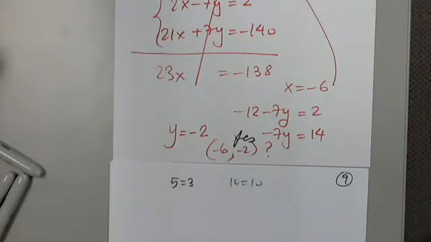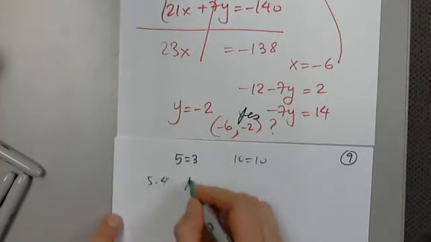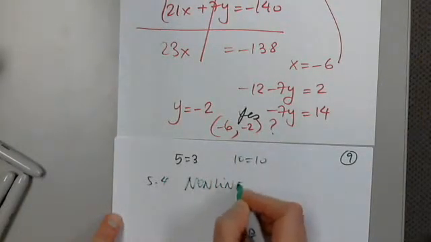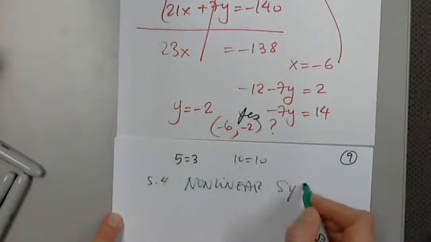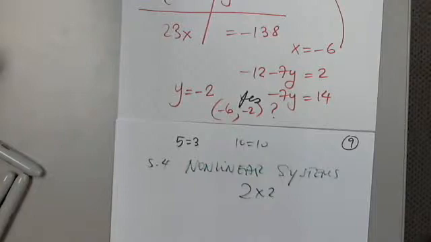Do we need another elimination? We're going to use it again in the next 3 minutes anyway, in section 5.4, in which we are going to discuss the same thing, but nonlinear systems. So 5.4, nonlinear systems. We call them 2 by 2 like the other ones: two equations, 2 variables.